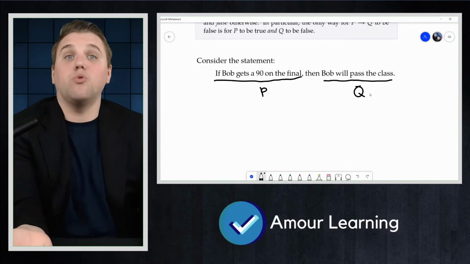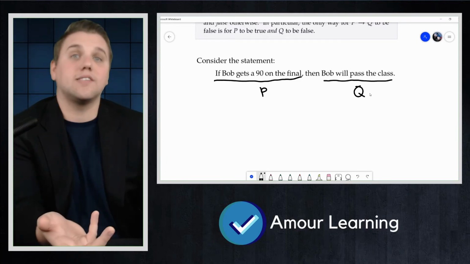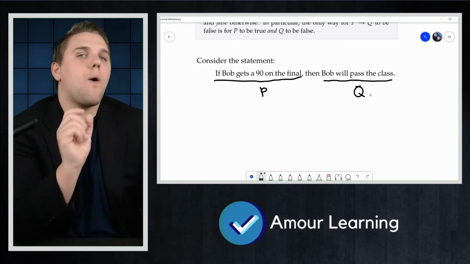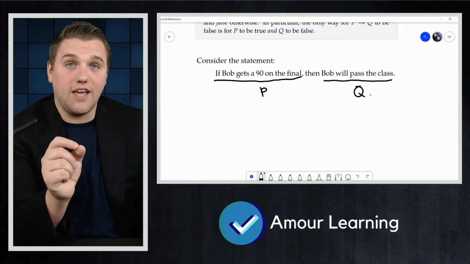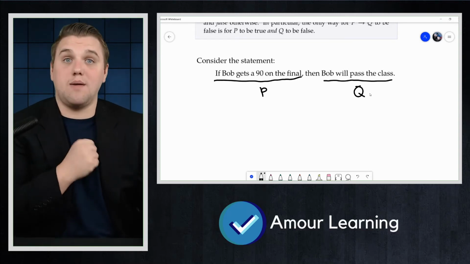Well, what if Bob really did get a 90 on the final and he did pass the class? Well, then I haven't lied. My statement is true. However, if Bob did get a 90 on the final and did not pass the class, then I lied, making this statement false.